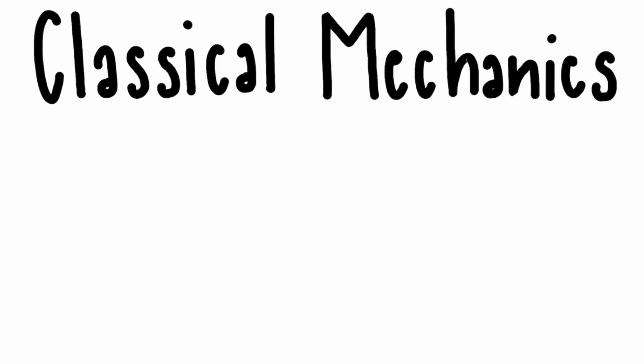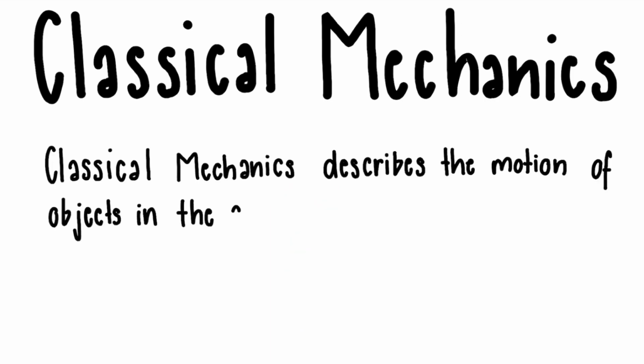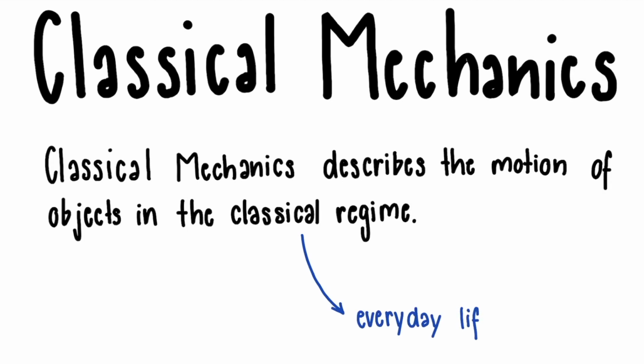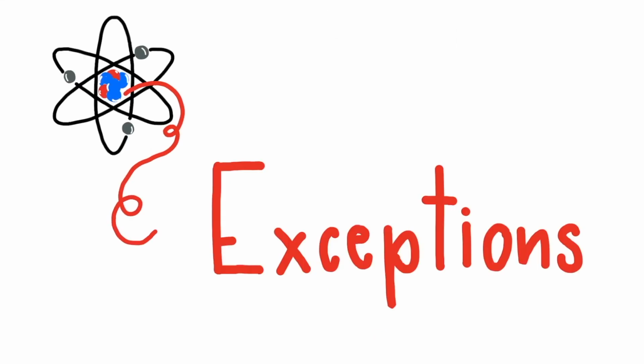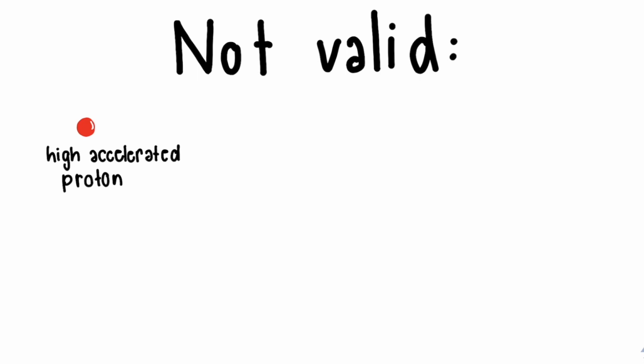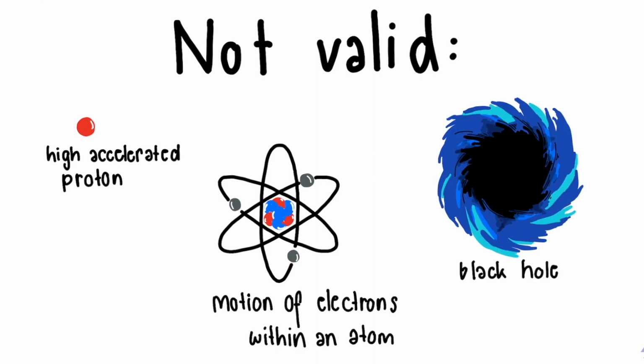But what even is classical mechanics? Classical mechanics describes the motion of objects in the classical regime. That means the results and laws are always valid in our everyday life. If you think, oh, this is quite easy, well, there are exceptions. If an object is either really fast, small or dense, the laws of classical mechanics aren't valid anymore.